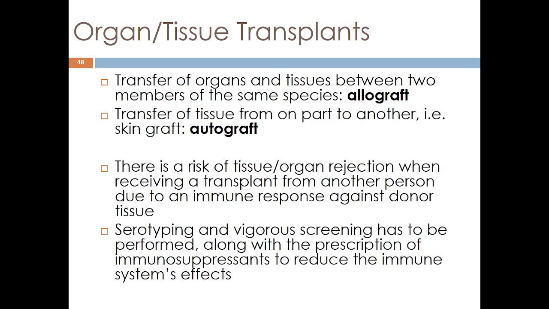There's also the idea of organ and tissue transplants, which is a big topic in immunology. And you can have transfers of organs or tissues between two members of the same species. That's called an allograft. You can have transfer of skin or tissue from one part to another from the same person as well, which is called an autograft. And when we talk about rejection, where you get some kind of transplant, but your body rejects it, that's usually due to these immune mechanisms that we talked about today.